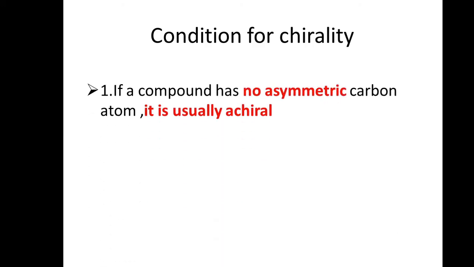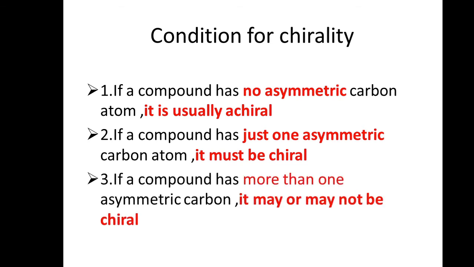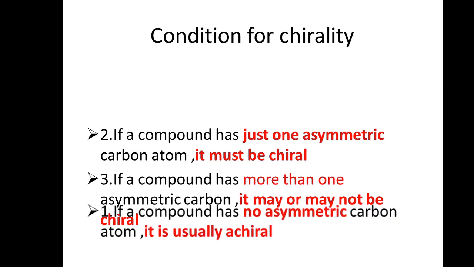So what are the conditions for chirality? If a compound has no asymmetric carbon atom, it is usually achiral. Second, if a compound has just one asymmetric carbon atom, it must be chiral. If a compound has more than one asymmetric carbon, it may or may not be chiral. This point is very important. If a compound has more than one asymmetric carbon atom, it may or may not be chiral.